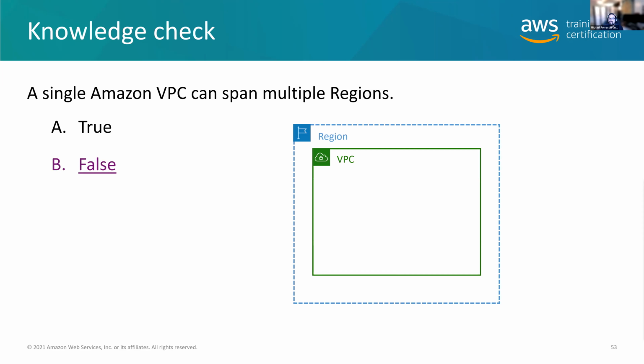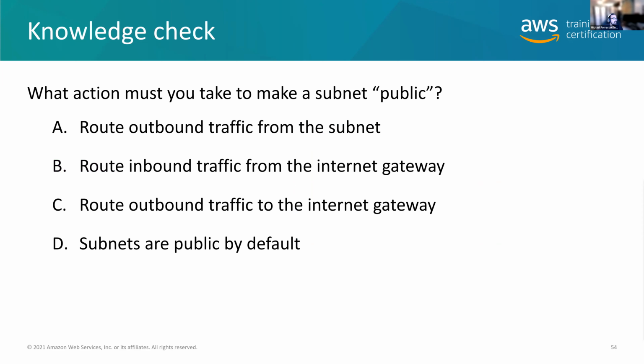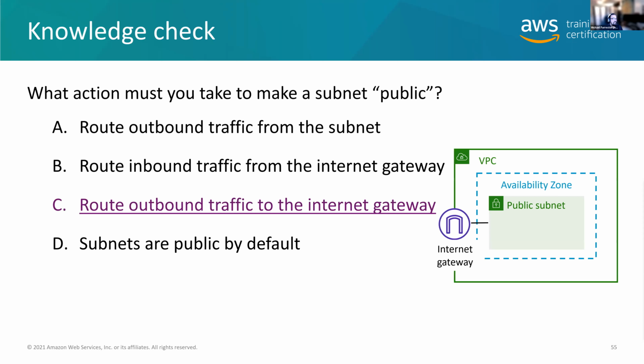You can connect VPCs in other regions together using VPC peering, but a VPC cannot span multiple regions. It can only be an entire region, a single region. Cool. What action must you take to make a subnet public? There were 3 steps to this, right? But what's the first one? In order to make a subnet public, it is indeed C, route the outbound traffic to the internet gateway.